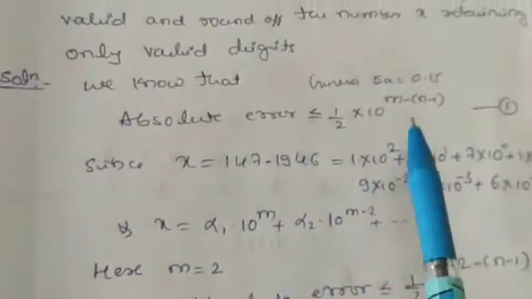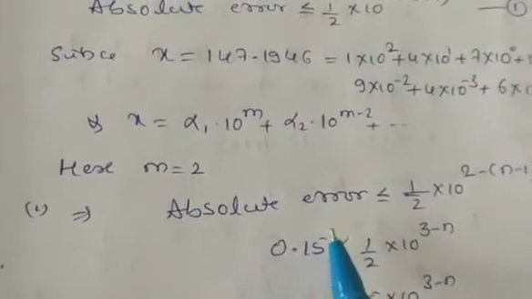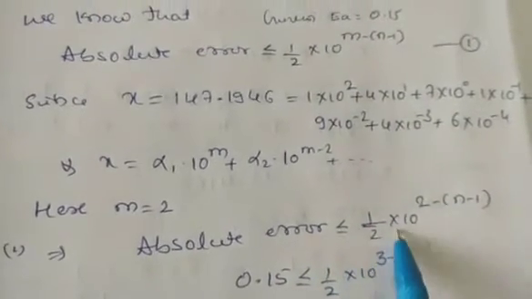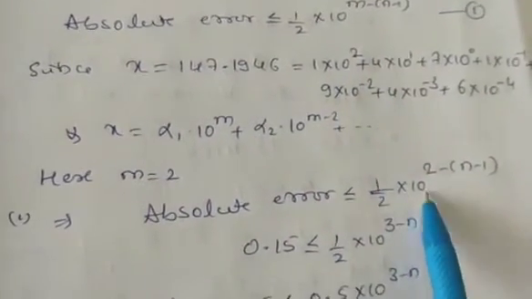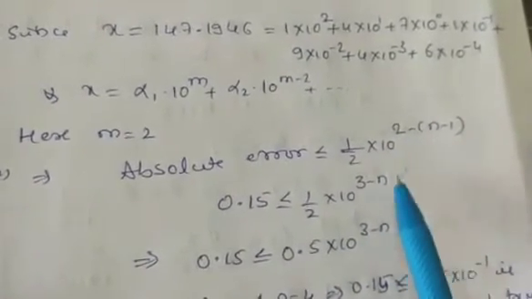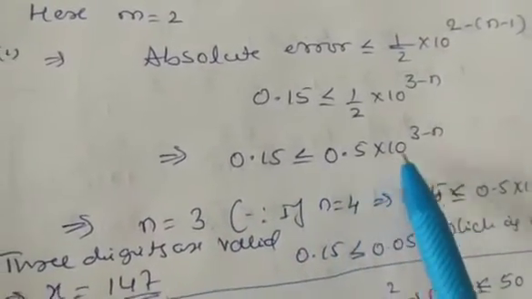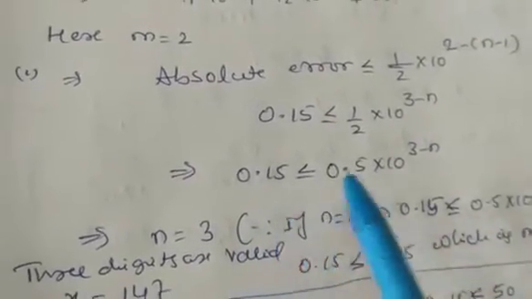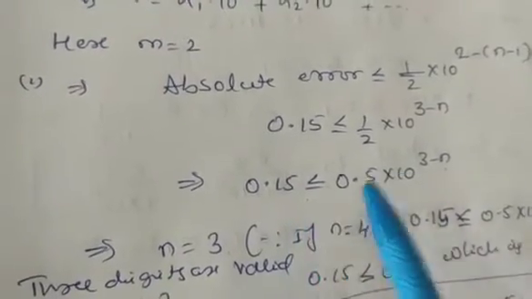So now this equation 1 implies the absolute error given, 0.15, is less than or equals to 1 by 2 into 10 raised to m minus n minus 1. Here m is 2, because from this we can see m is equals to 2. After simplification, 2 minus n minus 1 gives 3 minus n. So 0.15 is less than or equals to 0.5 into 10 raised to 3 minus n. You have to verify for what value of n this inequality is satisfied. That value you have to take here.